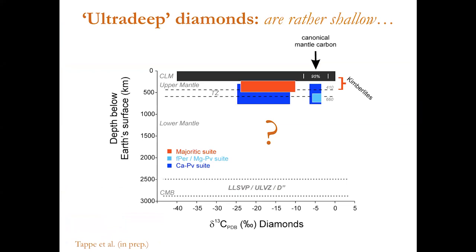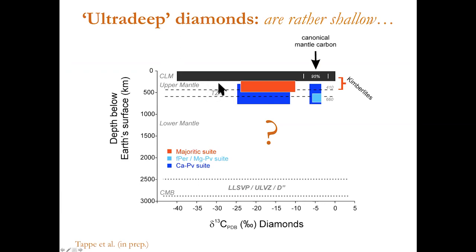So ultra deep diamonds. In this diagram, which is rather complicated, and I will walk you through this, my message will be that they are actually rather shallow, and that we should not forget. They get this attribute of being ultra deep or super deep. But if we just look at this, here we are at surface, and here we go all the way to the 3,000 kilometers to the core mantle boundary. The question mark is where most of the lower mantle sits, and that's the upper mantle here, right?